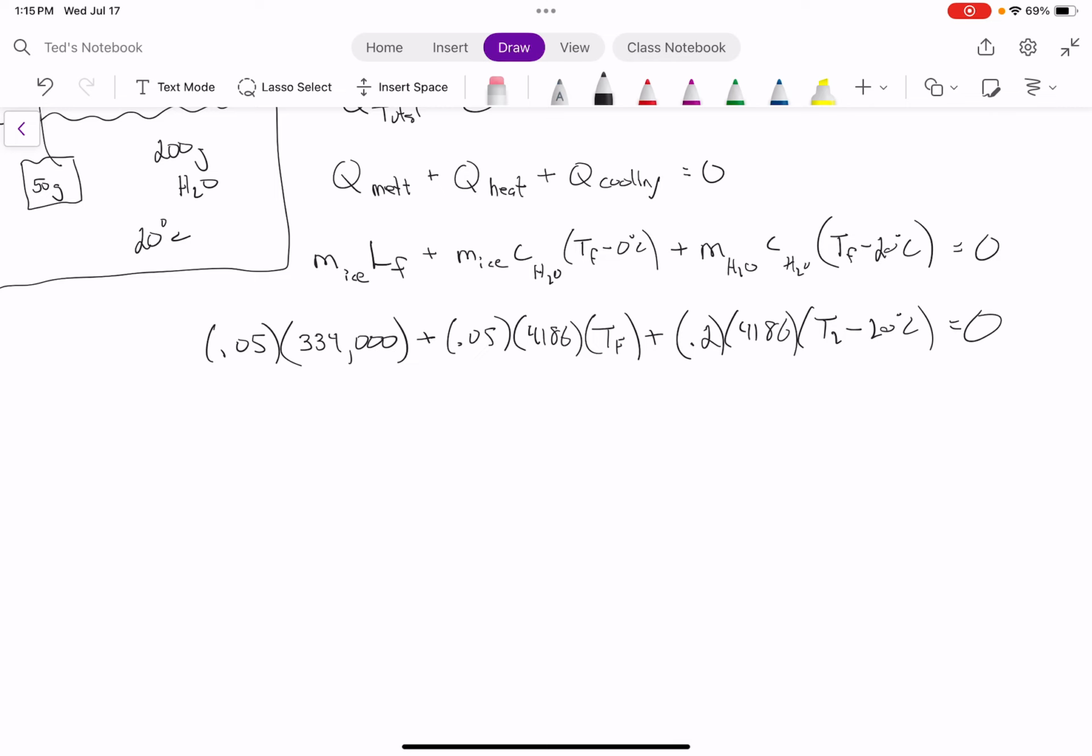So let's start to do this. 0.05 times 334,000 is 16,700, plus 0.05 times 4186 is 209.3 T final, plus 0.2 times 4186 is 837.2 T final, minus 0.2 times 4186 times 20 is 16,744, equals 0.